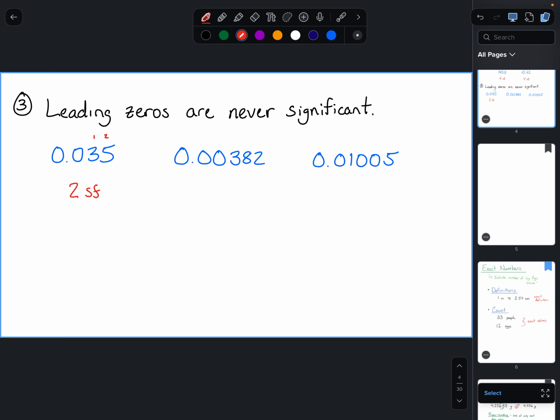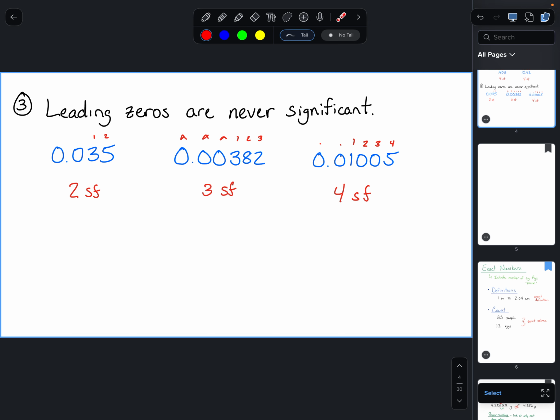All right, what do we think about that first one? 0.00382. 3 sig figs, because I'm going to ignore the leading zeros. And what about this last one here? How many sig figs? 4, because again, I ignore the leading ones. 1. Why does this 0 count and this 0 count? Sandwiched between, right? So going back to rule 2, they're located between non-zero values. So all 4 of these count as sig figs.